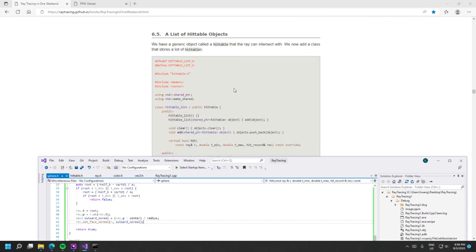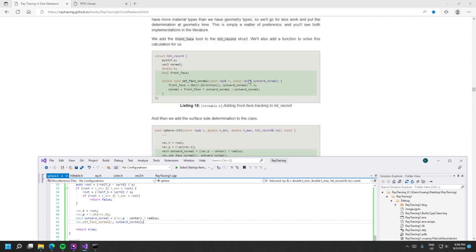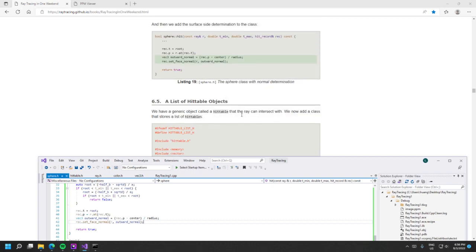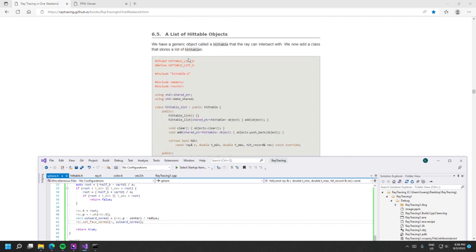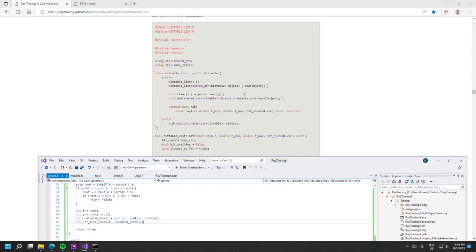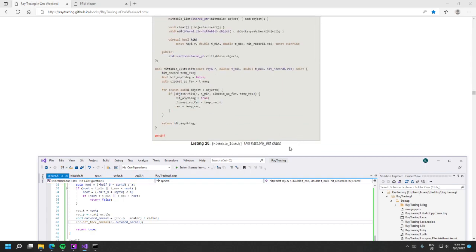Okay, let's continue. We just changed the hittable and sphere file. Now a list of hittable objects. We have a generic object called hittable that the ray can intersect with. We now add a class that stores a list of hittables. Now like a list of spheres, a list of trees, like a whole forest. That's a very nice practice in game development or just software engineering. So this is the hittable list.